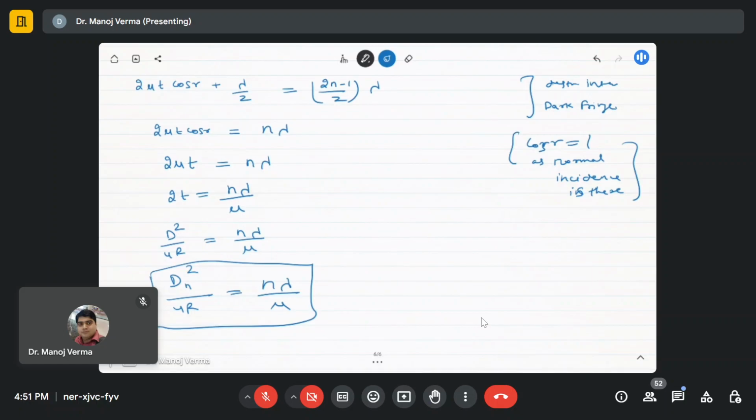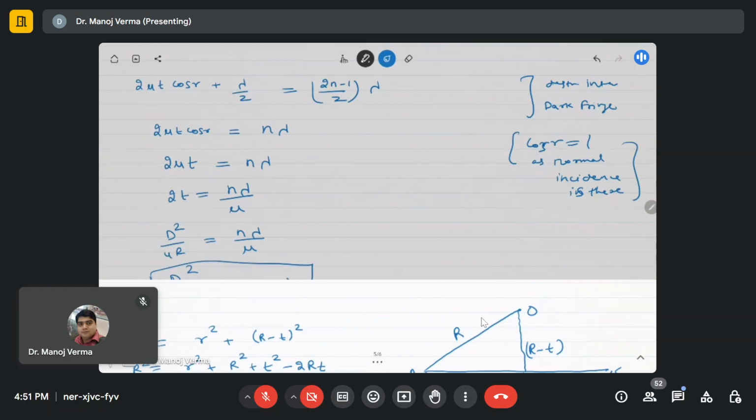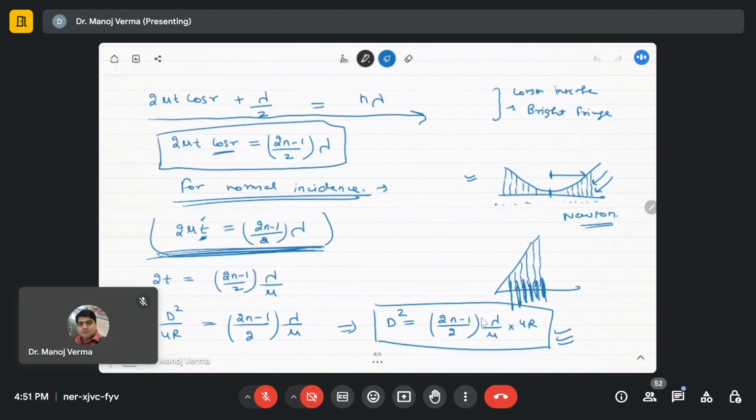Like n is equal to 0. For n is equal to 0, you can see the diameter of the zeroth ring will be 0. So in this case, I can say the central fringe will be a dark fringe. If I insert n is equal to 0, my central fringe will be a dark one in this case. That was also evident from the simple condition.